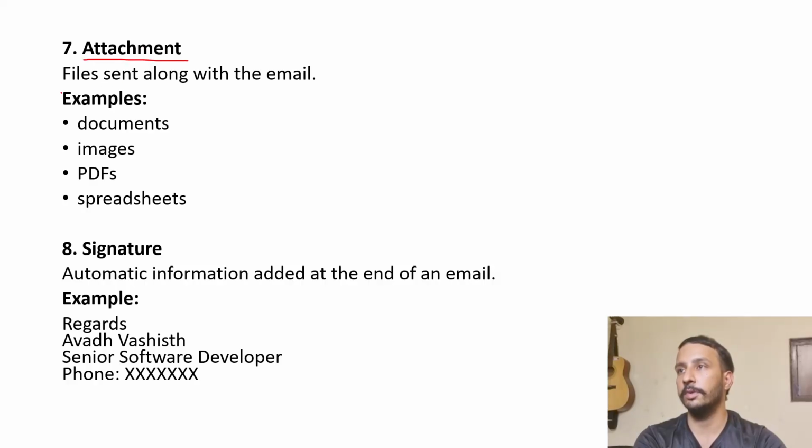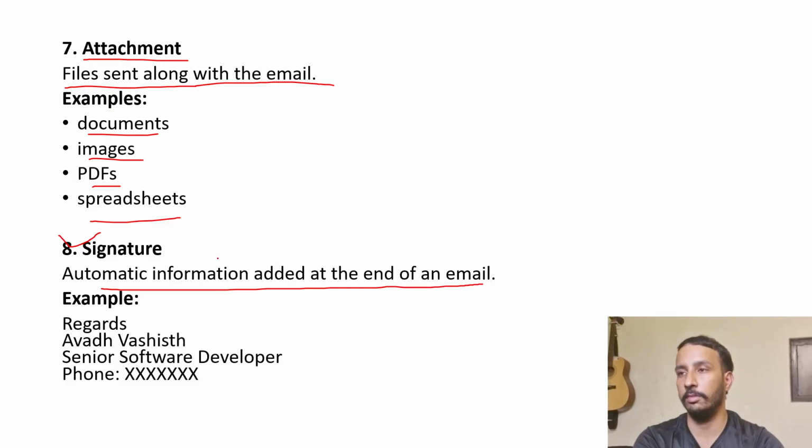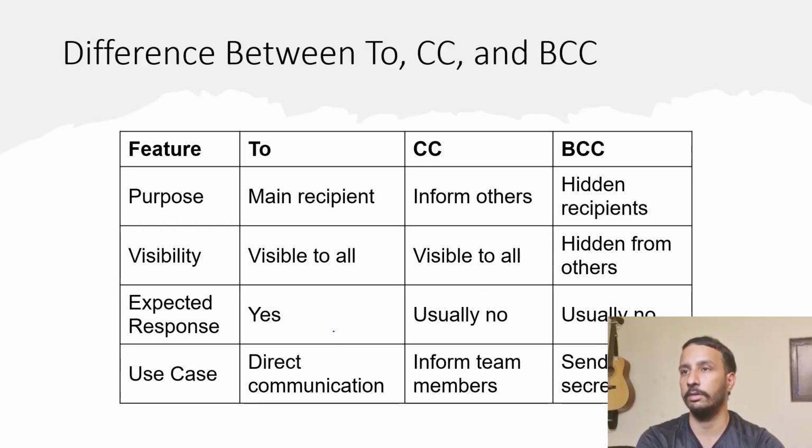Then comes the attachment. These are the files sent along with the email. This can be a document, images, PDF, spreadsheet, whatever. And the last part is the signature, automatic information added to the end of the email. So if someone wants, then he can add this, otherwise not. The example is Awadh Vashish, senior software developer. You can give a phone number. So this is an example. If someone has configured the signature, then only this will come. Otherwise, people can add it manually anytime, but this is something which automatically comes if configured.